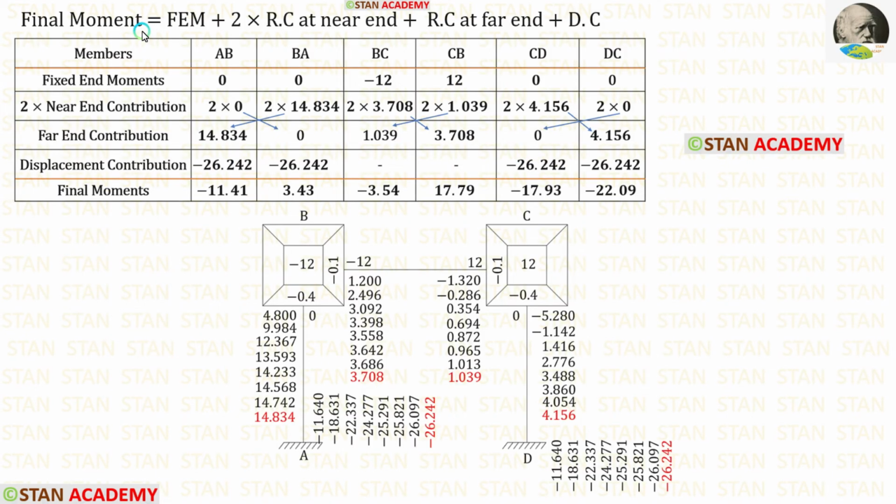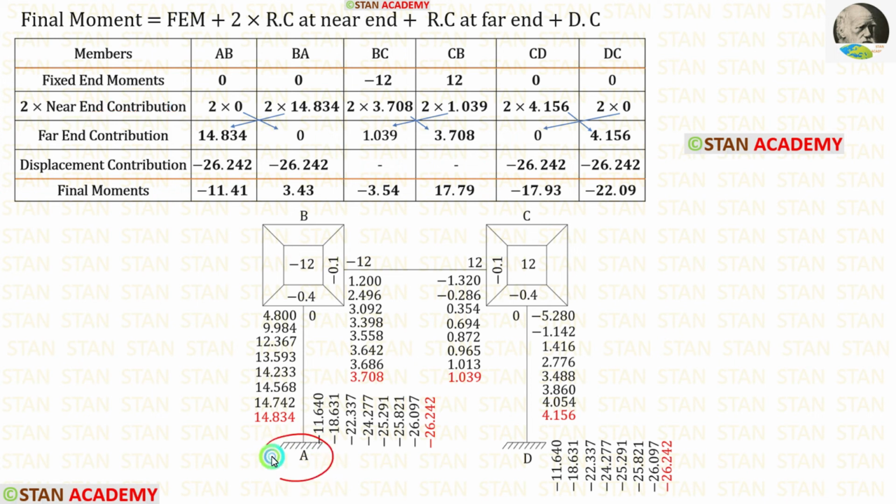Now let us find the final movements. The formula is fixed end moment plus 2 into rotation contribution at near end plus rotation contribution at far end plus displacement contribution. Let us make a table. In the table, first let us enter all of the members. Then let us enter the fixed end moments. Then let us enter 2 into near end rotation contributions.